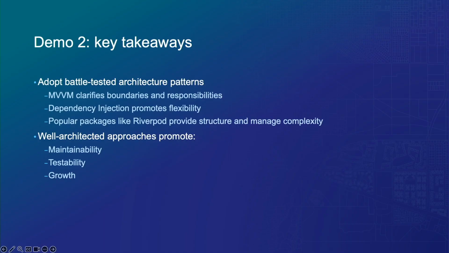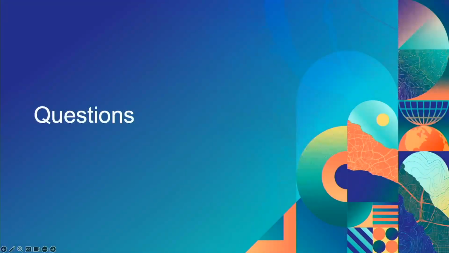Secondly, the dependency injection pattern promotes flexibility. It gives you a better way of managing your internal components. And third, popular packages like Riverpod provide a well-understood pattern to orchestrate state and manage your web of dependencies. And these patterns help you as you're building out your app by providing easier maintainability, better testing, and safer orderly growth. So that completes our presentation and demos. Are there any questions?